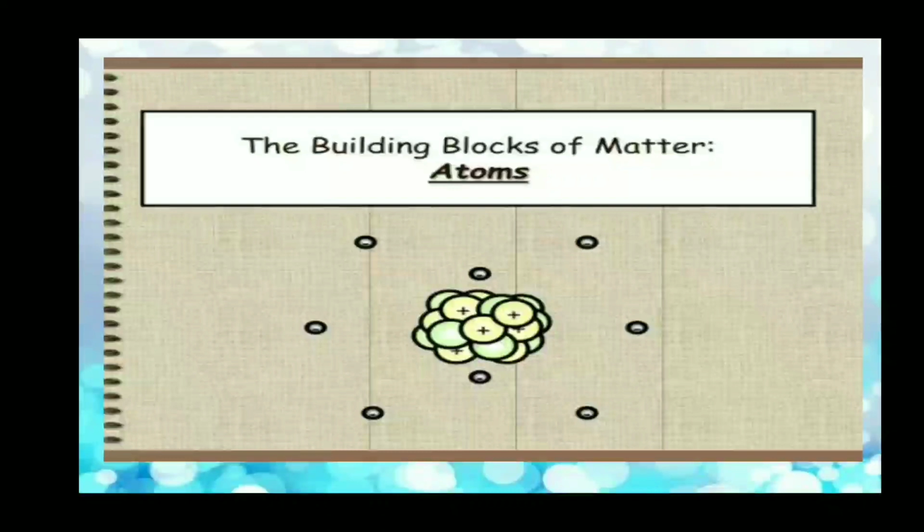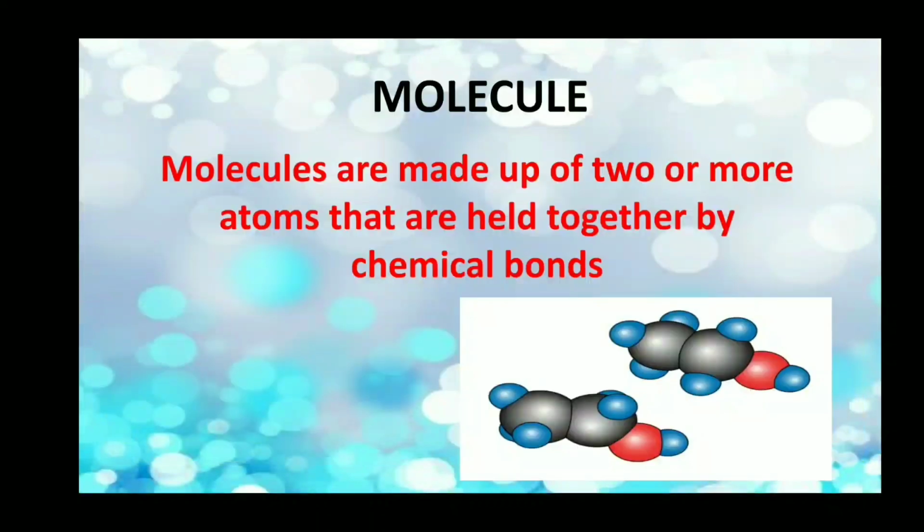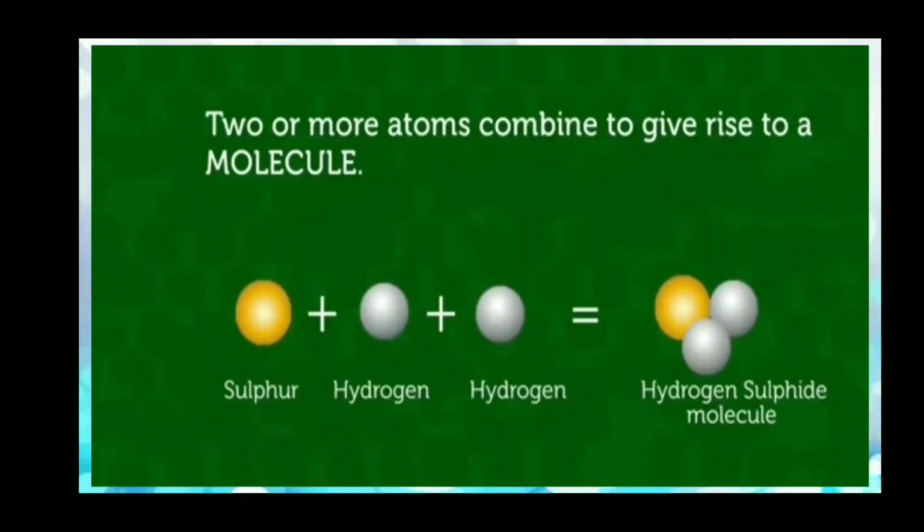Now, we can see about molecules. What is a molecule? Molecules are made up of two or more atoms that are held together by chemical bonds. I repeat it, when two or more atoms are bonded together, it is called a molecule. You can see some examples for molecules. One sulfur atom plus two hydrogen atoms combine to form a hydrogen sulfide molecule.